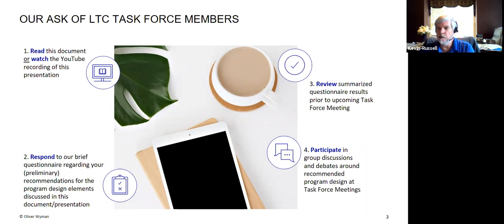Please read this document or watch the YouTube presentation recording. Number 2, respond to our brief questionnaire regarding your preliminary recommendations for the program design elements discussed in this presentation. Third, review the summarized questionnaire results prior to the upcoming task force meeting. And 4, participate in the group discussions and debates around the recommended task force meeting design.